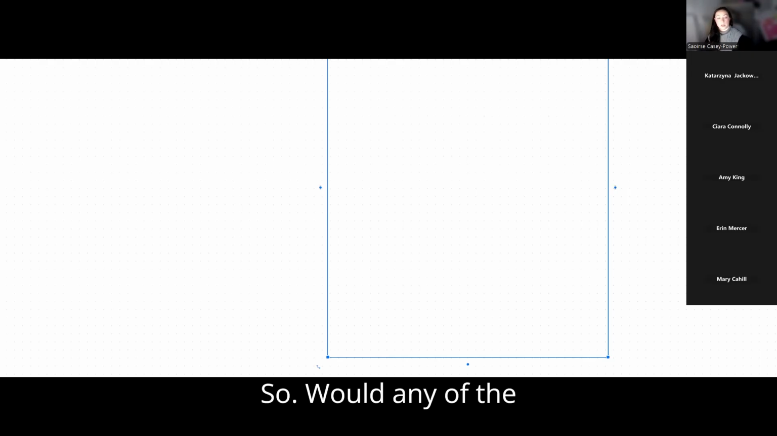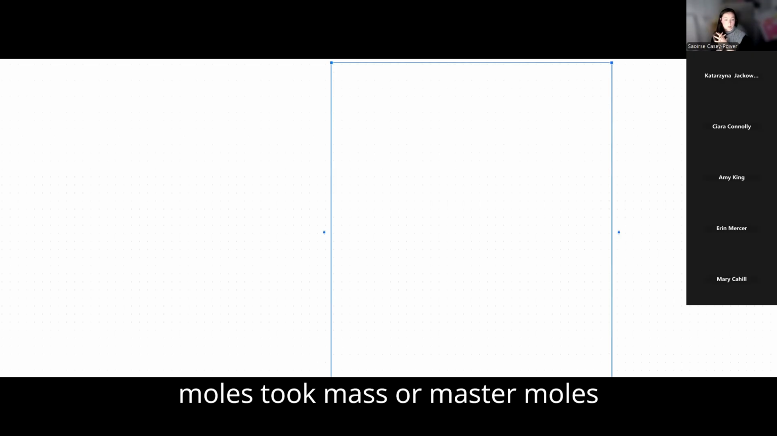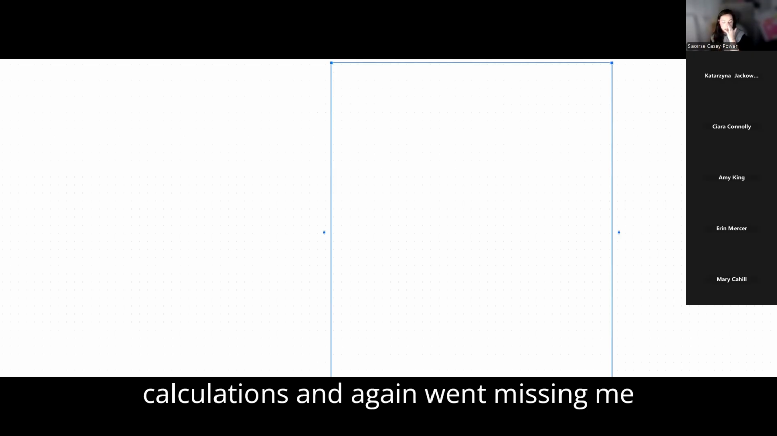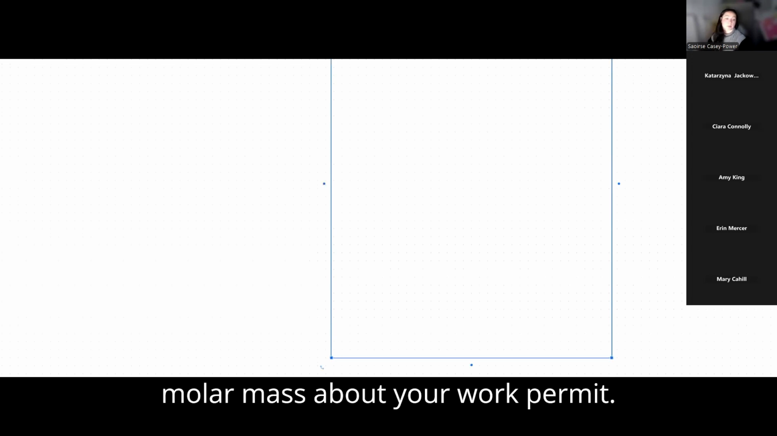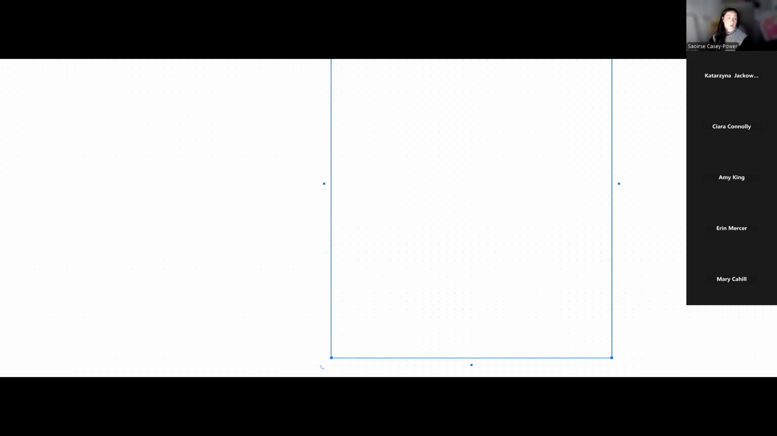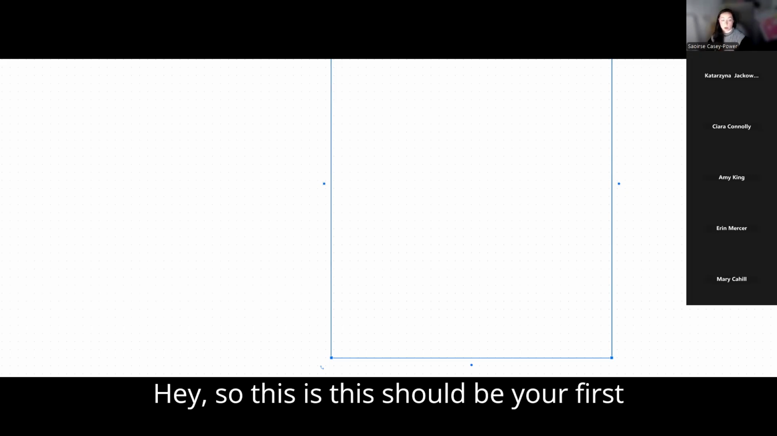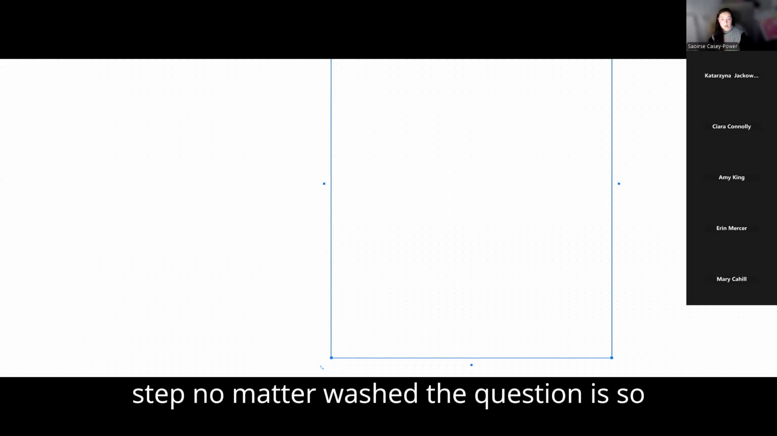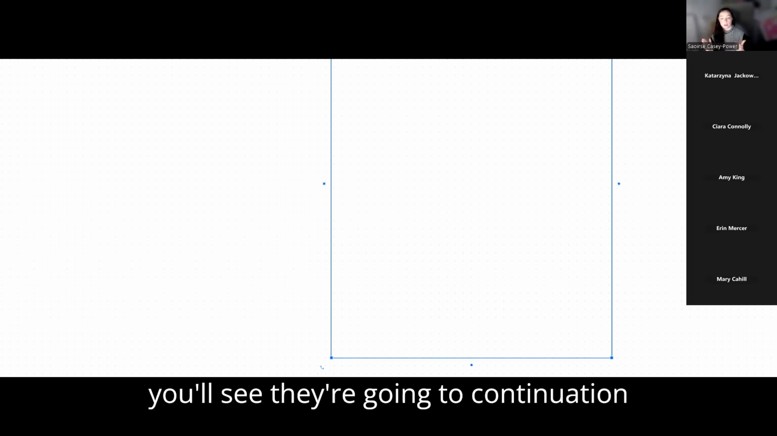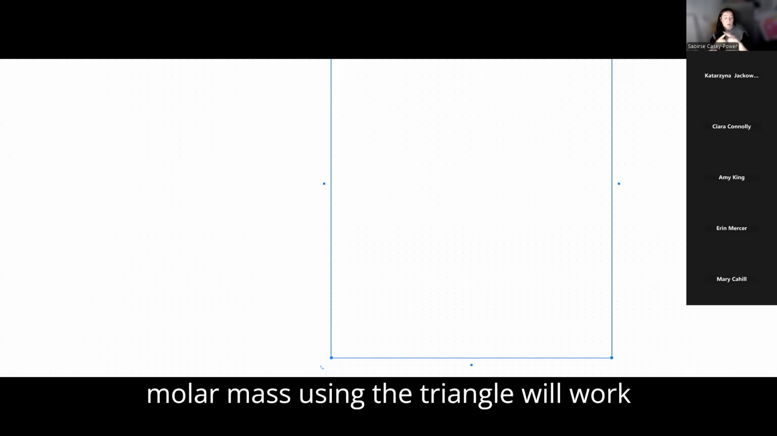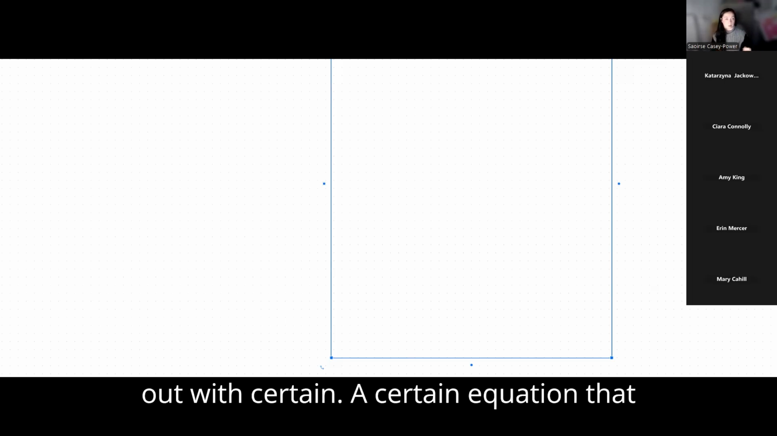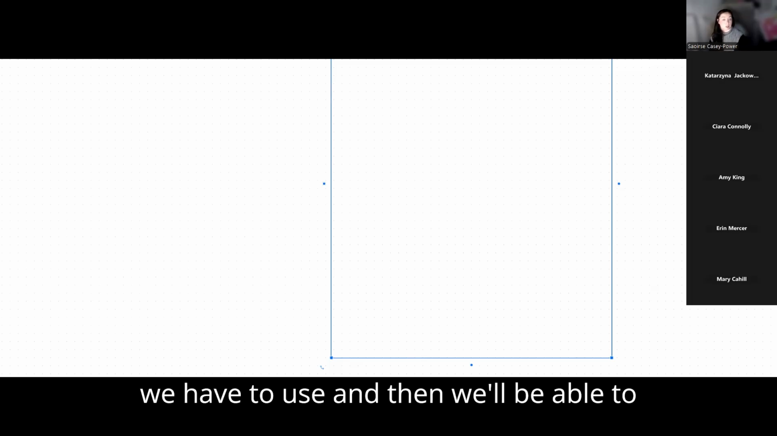So with any of the moles to mass or mass to moles calculations, and again, you're going to be sick of me saying it, you need to work out the molar mass of what you're working with. This should be your first step, no matter what the question is. So you'll see the continuation of what we're doing already. We have the moles to mass conversion, using the molar mass and the triangle. We'll work out a certain equation that we have to use, and then we'll be able to convert it from there.